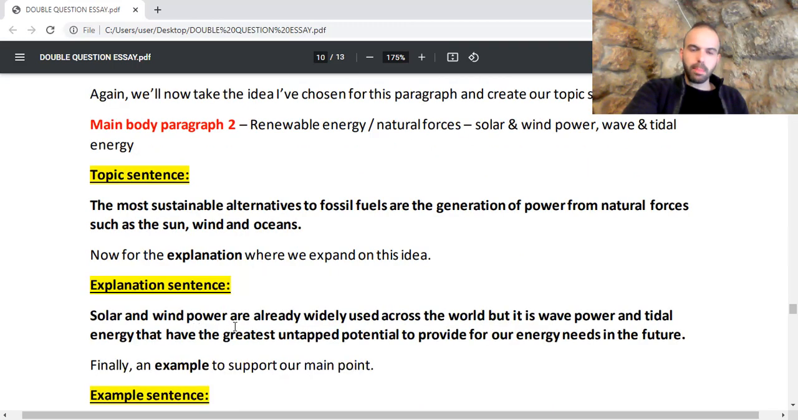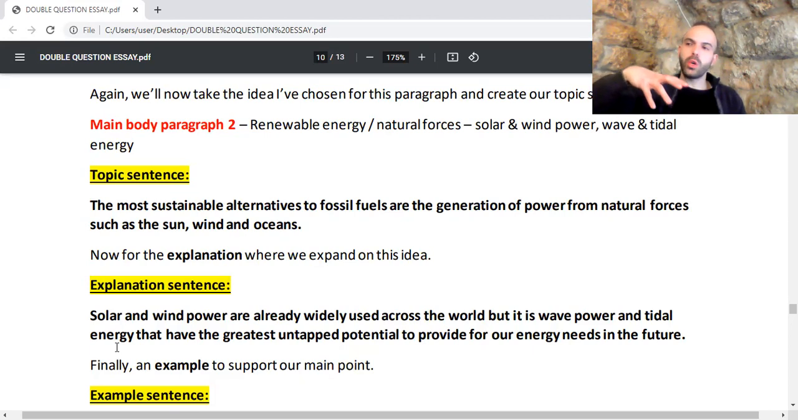Now for the explanation where we expand on this idea. Solar and wind power are already widely used across the world, but it is wave power and tidal energy that have the greatest untapped potential to provide for our energy needs in the future. Untapped means never used before, okay? And tidal energy means the energy that comes from the oceans, the tides of the oceans.